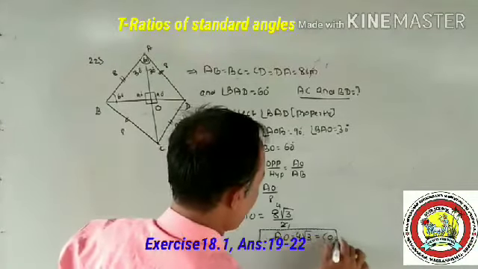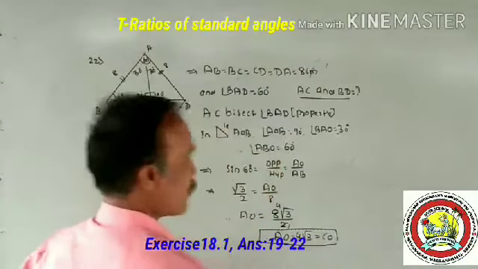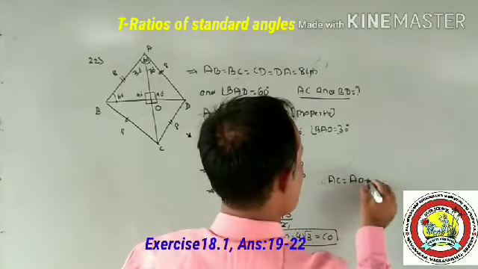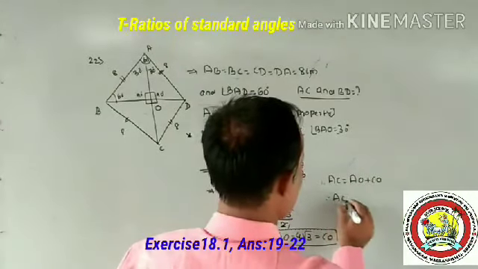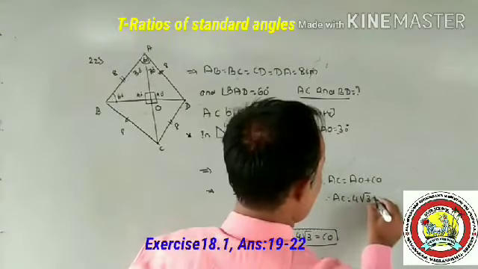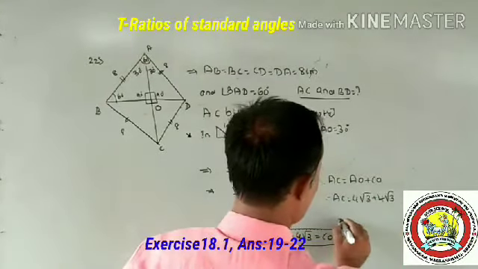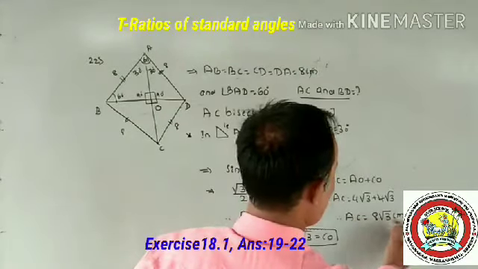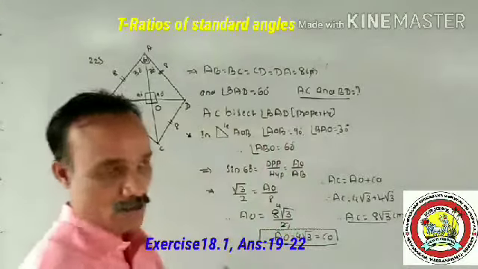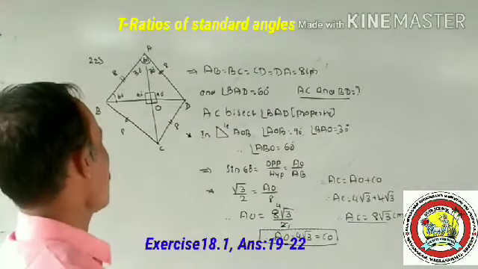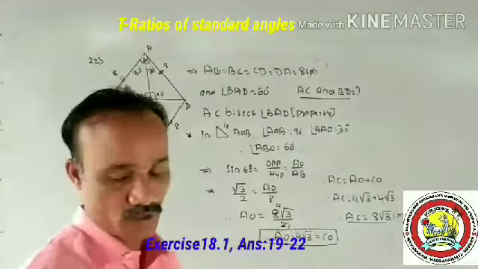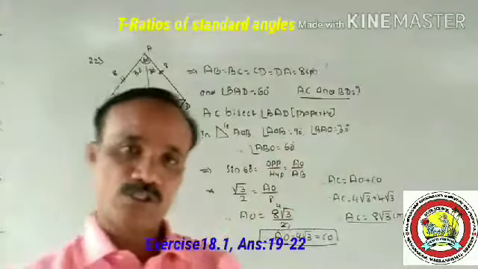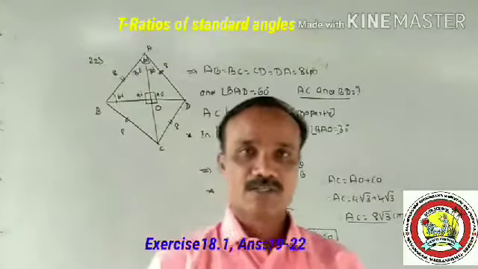Again by using the property, finally find the length of AC. Therefore AC is equal to AO plus CO, that is 4 root 3 plus 4 root 3. Therefore the length of diagonal AC is equal to 8 root 3 centimeters. This is the required length of diagonal AC. Earlier we got BD equal to 8 centimeters. This is question number 22. I shall continue in the next video class. Thank you.